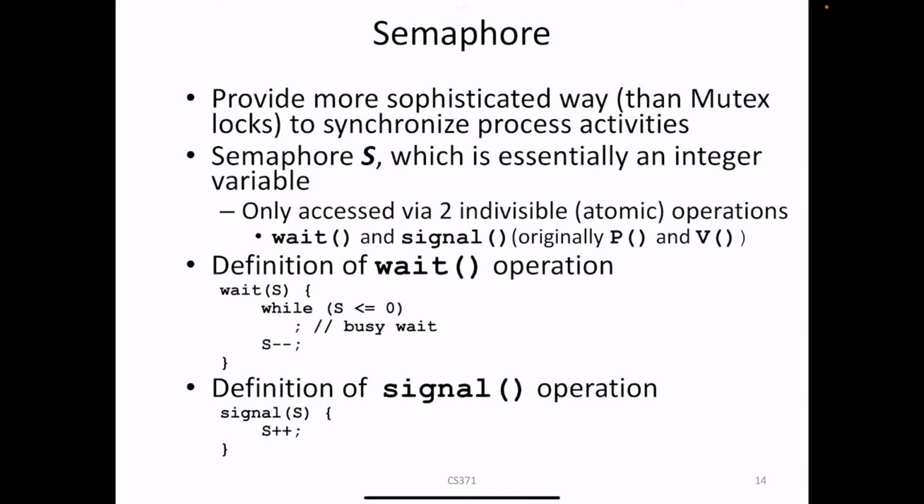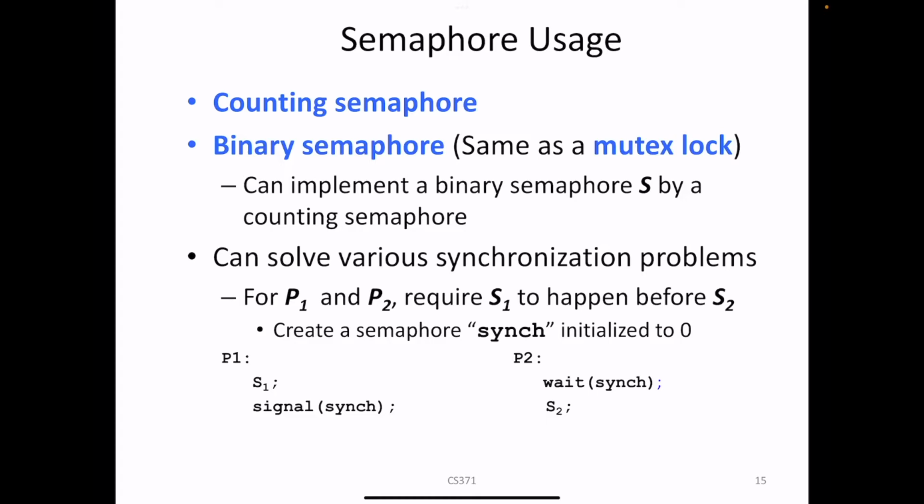On the other hand, the signal operation also needs to be indivisible or atomic. The definition of a signal operation is quite simple. It just increases the semaphore S by 1. Then let's see how we can use the semaphore for process synchronization. Basically, there are two types of semaphore. The first type is called counting semaphore. For this type, the integer value associated with the semaphore can be in an unrestricted range, which means you can set the value from 0 to any number as large as you want.